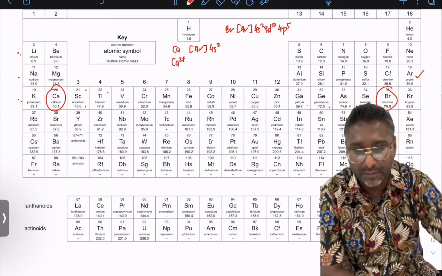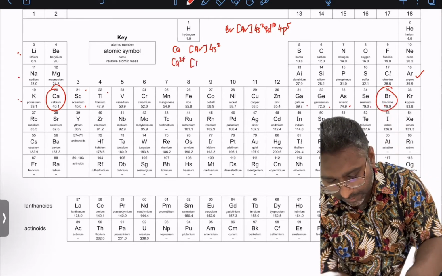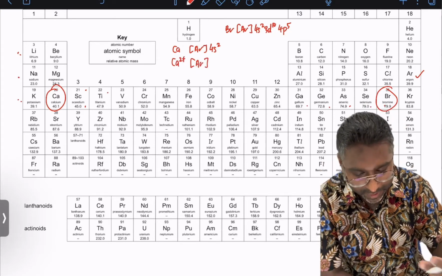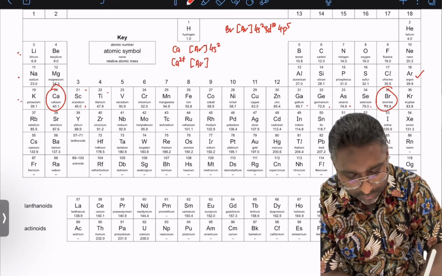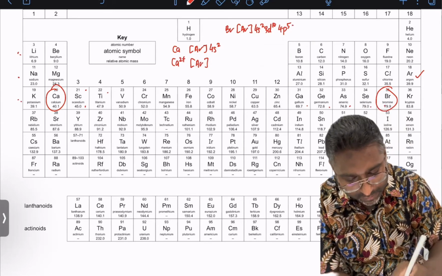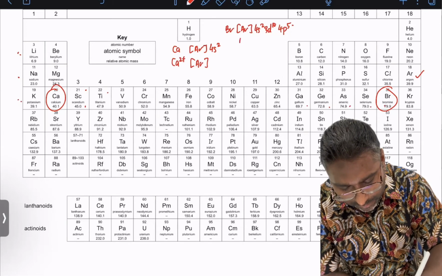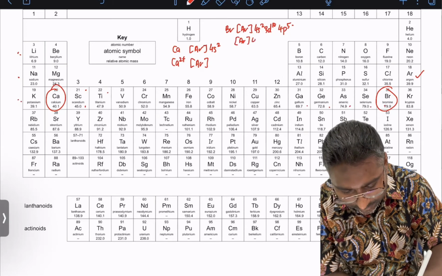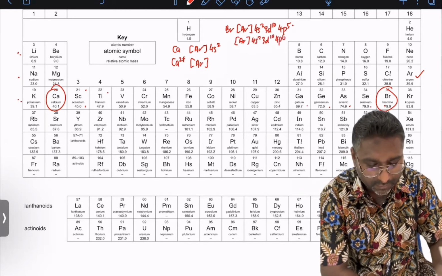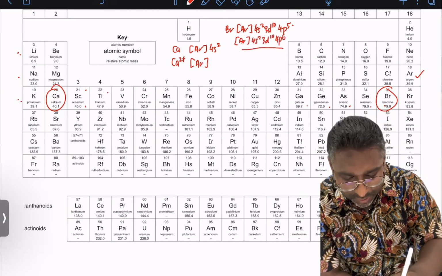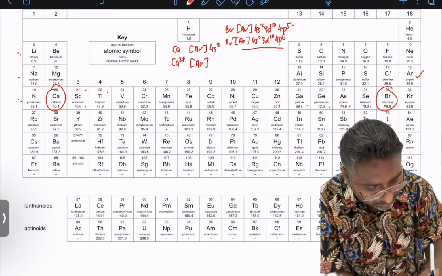The 2 electrons are gone, so you are going to get argon. If I have Br minus, I'm going to gain an electron. So 1 electron will go here. It means that I am going to get argon 4s2, 3d10, and 4p6, which is this structure. Br minus is the same as krypton.